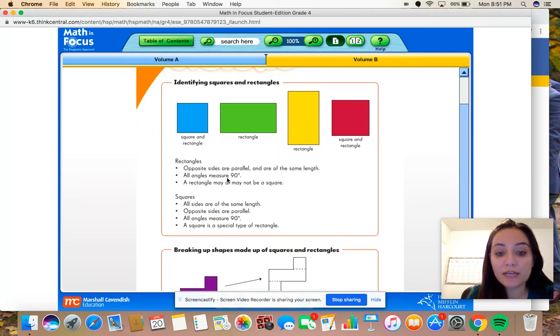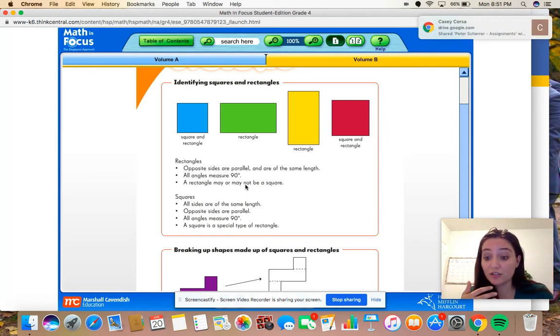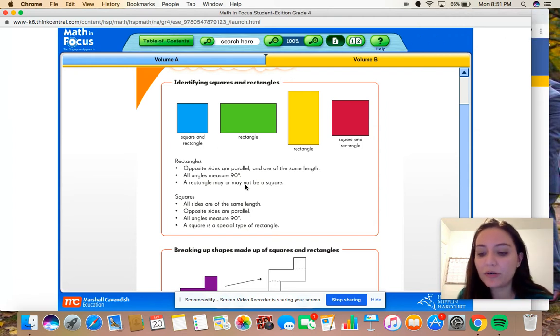All angles measure 90 degrees, right? We can see that. We can see that each angle is that nice little corner, that nice little perfect 90-degree angle. A rectangle may or may not be a square, okay? So sometimes, depending on its characteristics, sometimes a rectangle is a square, sometimes it's not, okay? We're going to get more into that this week.